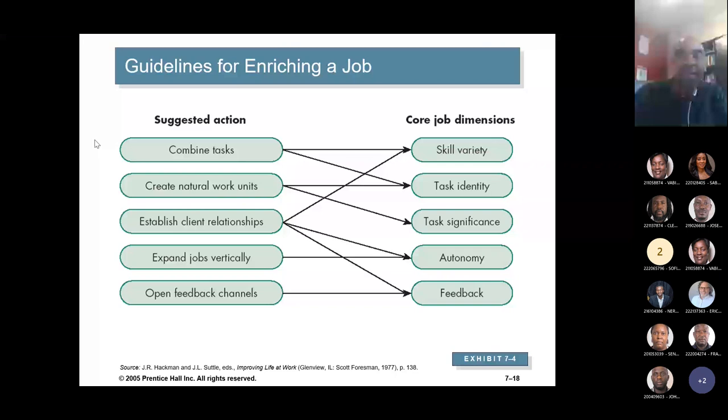You see? And in terms of establishing client relationships, that will require skill variety, task autonomy, and that will necessitate feedback. And when we talk about expanding a job vertically, it will necessitate autonomy, in that you are now growing in terms of your own autonomy. Then, open feedback channels. Open feedback channels give birth to feedback. So you see, these are just guidelines in terms of how to enrich a job within the workplace.